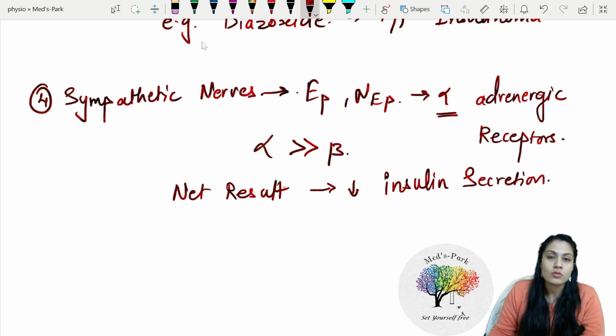And logically also it is correct. Why? Because when you are under a stress situation, you cannot allow the glucose to be low. At that point you have to have more glucose. Why? Because your body is under stress, right?